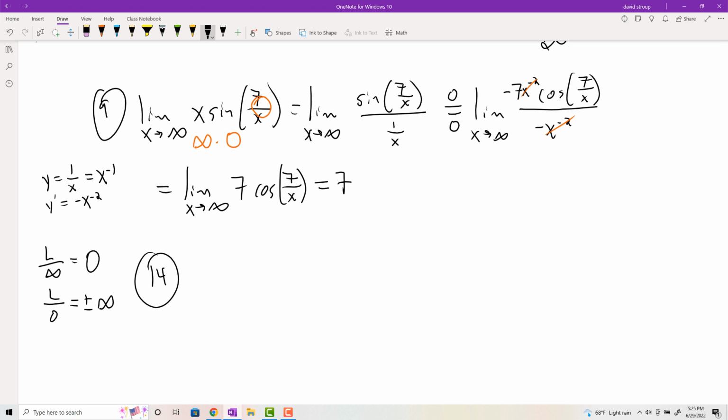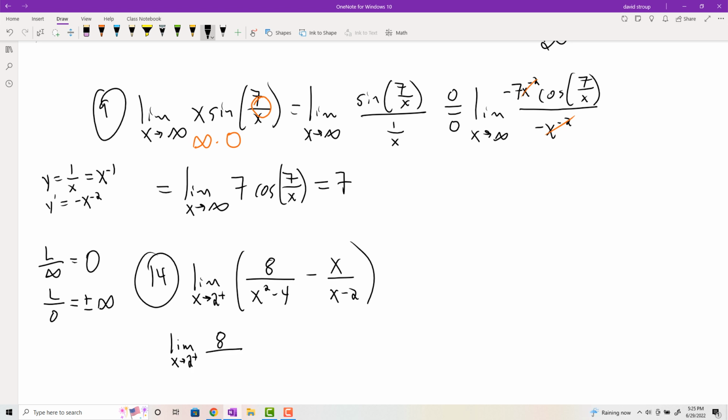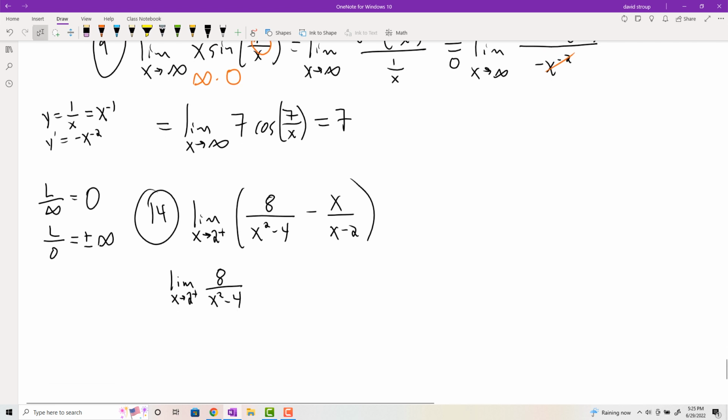So number 14, we see some L over 0's. I have the limit as x goes to 2 from the right of 8 all over x squared minus 4 minus x all over x minus 2. So that first term in there is one of those L over 0's, right? And we can separate it and just look at it individually. So where does that thing go? Because it's L over 0, if you plug in 2, you'll have some number L, and the bottom it'll just be 0, right? 2 squared is 4, minus 4 is 0.